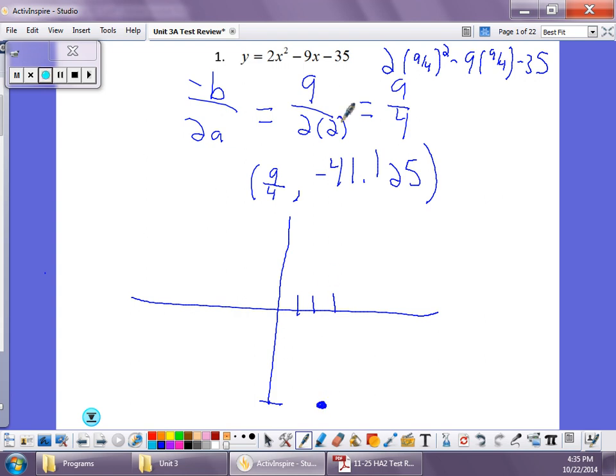I know it's going to open up, and from here you could just plot some points. So maybe plot 1 and 3. You could even find 0. At 0, you know it's going to be a negative 35. That gives you 1 point over here. And then that's how you would get your graph.